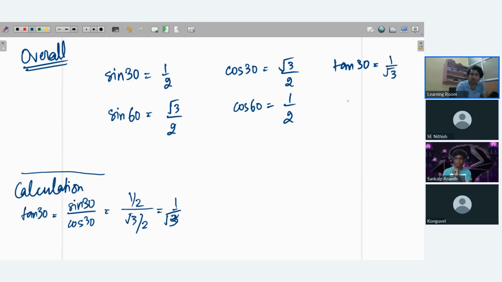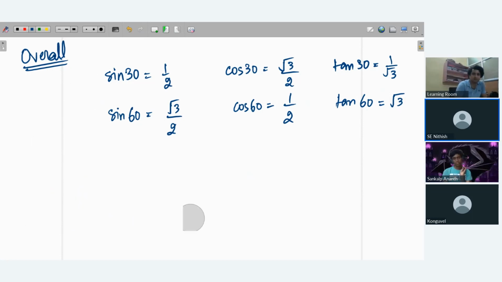Okay. Similarly, can you tell me what is tan 60? Root 3, sir. Root 3 by 1. Exactly. Very good. Now, do you recall the reciprocal relations? Yes, sir. Okay. So, can you tell me what is cot 30?